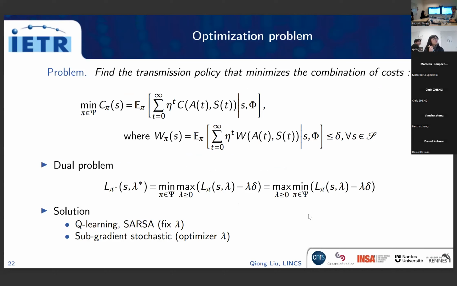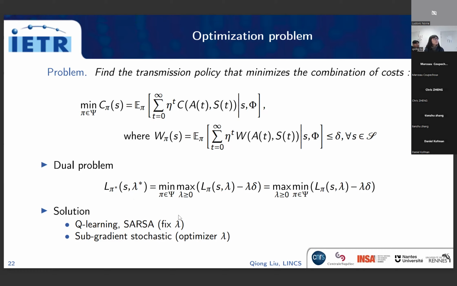My optimization problem is to find the transmission policy that can minimize the combination of long-term costs, which is to find the policy pi that can minimize the long-term value. This is actually a value function for the Bellman equation, and here eta is the discounting factor. If eta is large, it means the agent is more far-sighted and looks for the long-term reward. If eta is small, the agent is short-sighted and concentrates on the immediate reward. So we can transform this constrained optimization problem into an unconstrained optimization problem by introducing the Lagrange multiplier lambda, and solve the unconstrained MDP by solving its dual problem.